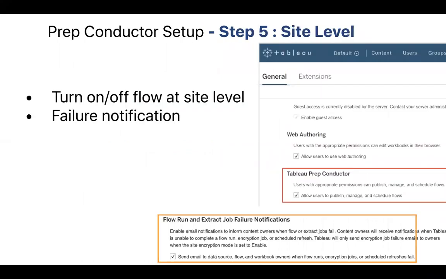At the site level, as I showed you earlier, you can enable or disable the conductor, and of course you will enable email notifications unless you use your own Viz Alert, as I do. I use Viz Alert, so I have to change my own Viz Alert to include the flow type failures.